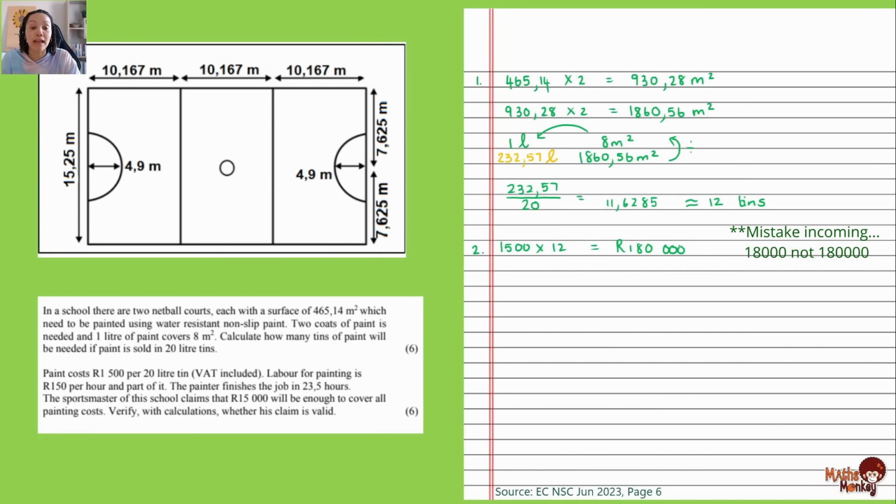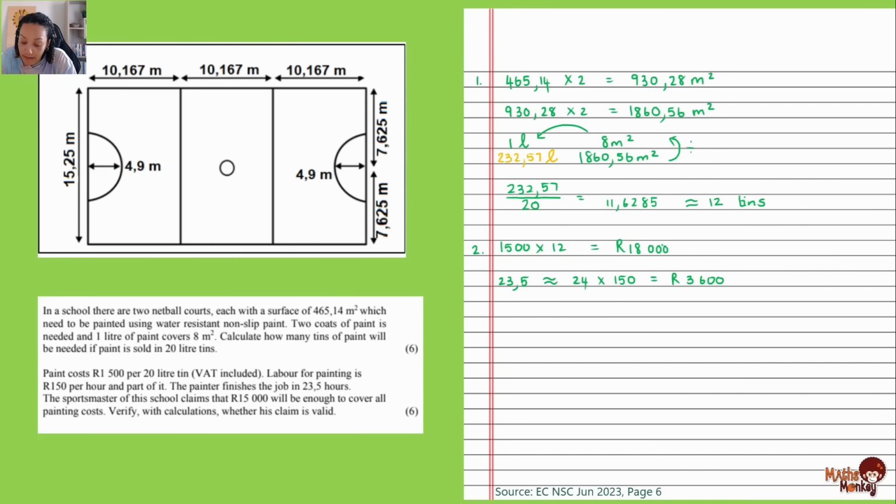Right? Then for the labor, it says 150 Rand per hour and part of it. So what part of it means is that even if it's just a half an hour, the last bit, you still get charged for the entire hour. So even though we've got 23.5 hours that he's working, he's actually going to charge you for 24 hours. So he's going to go 24 multiplied by 150 Rand, which is the labor. So we've got 24 times 150. And I end up with 3,600.